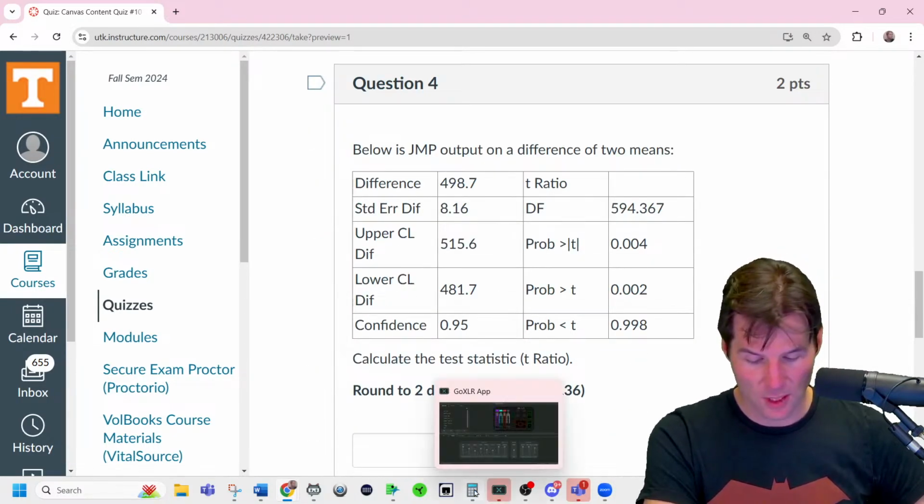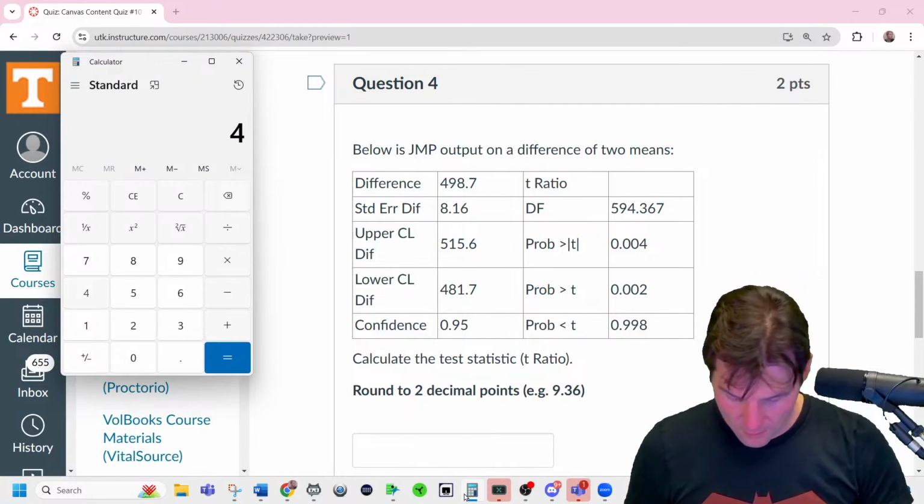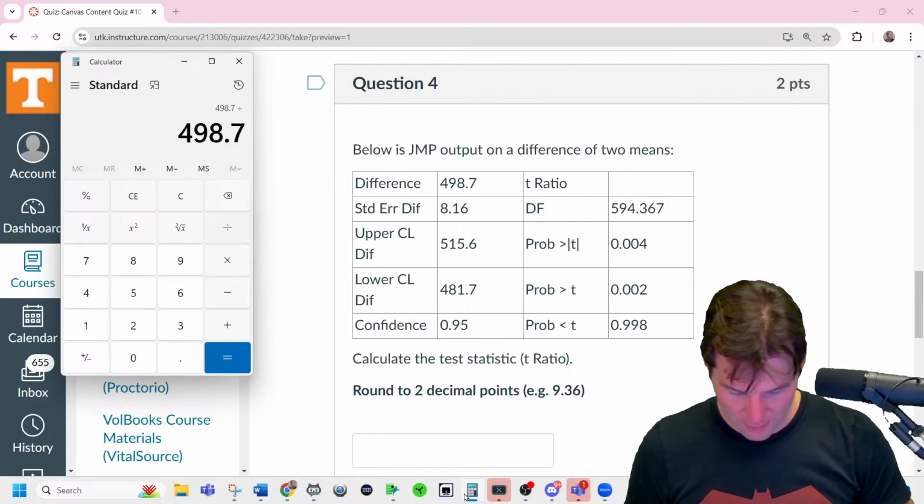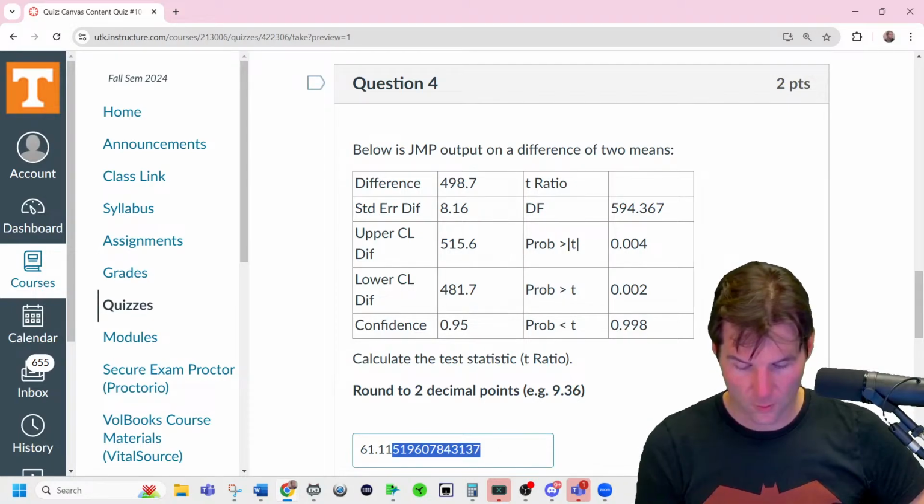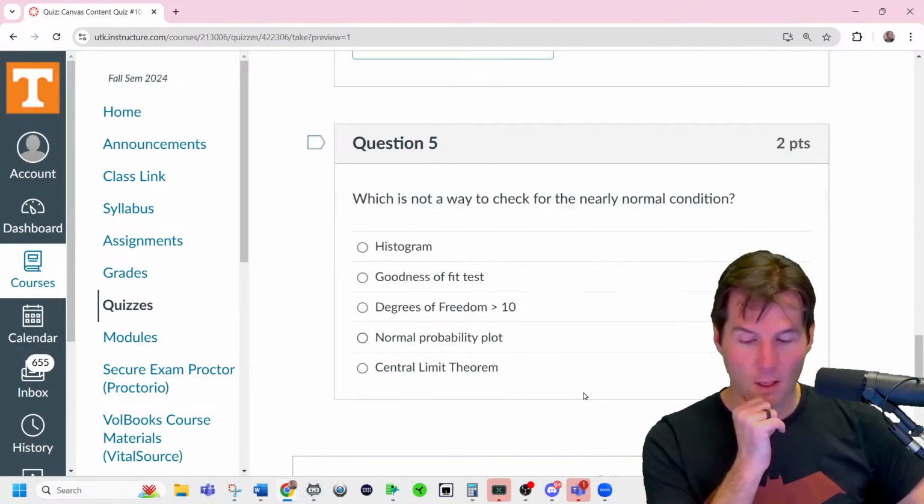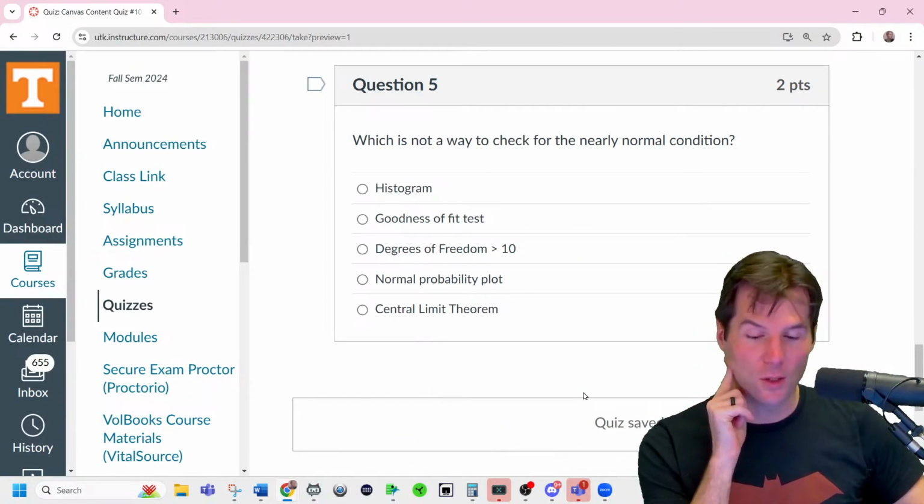Jump output. Take the difference, standardize it. 498.7 divided by 8.16. There you go right there. That's got it. Good to go. Round to 2 decimals.